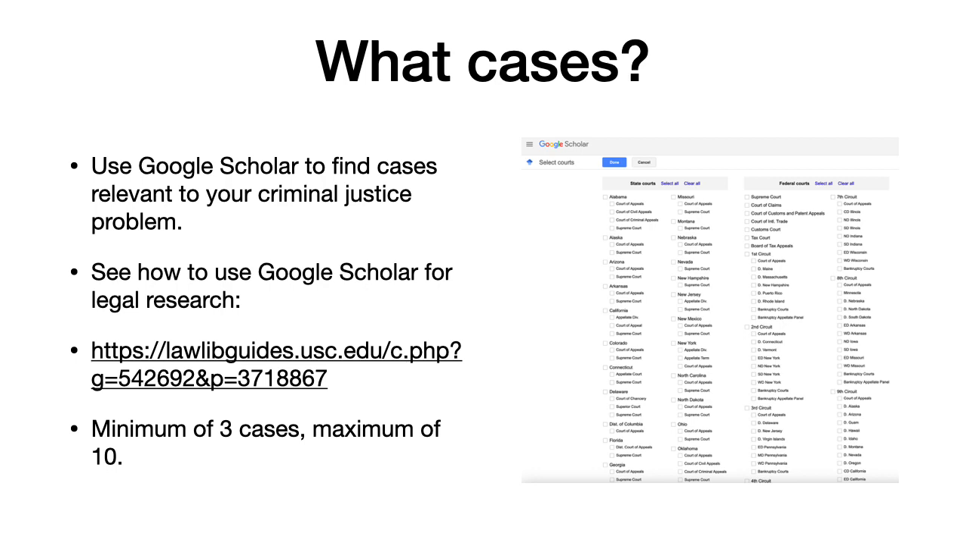No more than that. I'm asking you to use Google Scholar to find cases. If you happen to know how to use LexisNexis and that's available to you through the Kingsborough Library, go ahead. But Google Scholar is available to everyone, no matter what your status. So you should also go to this University of Southern California LibGuide that I'm providing you that shows you how to use Google Scholar. It's pretty easy to use, but as you see here on the screen, you want to choose which courts you're looking at. We should probably be looking at the federal courts.